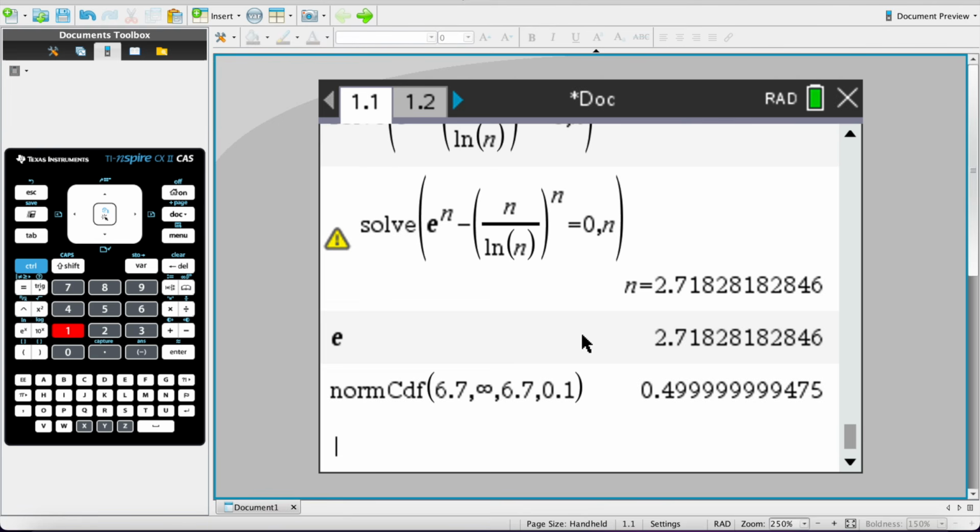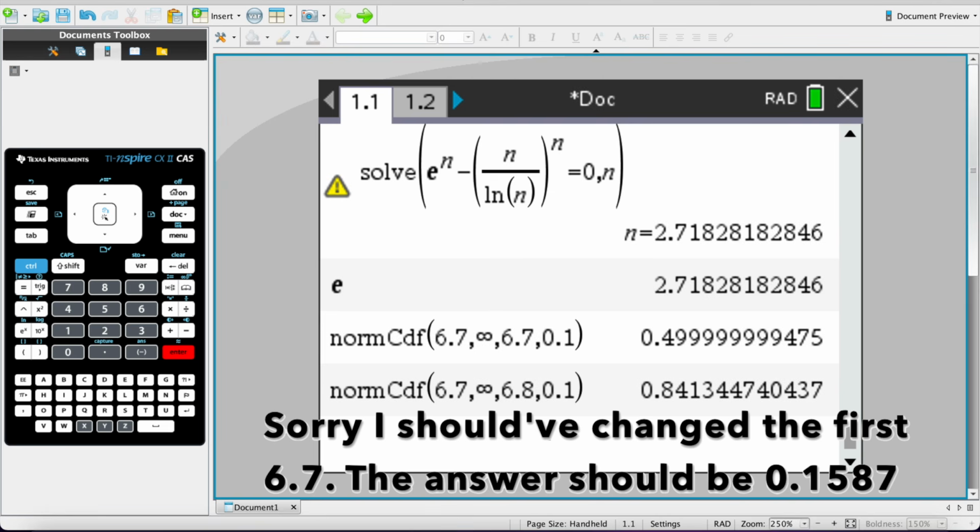Sorry, greater than 6.8. I was wondering why it's 0.5. Greater than 6.8, and that's 0.8413.